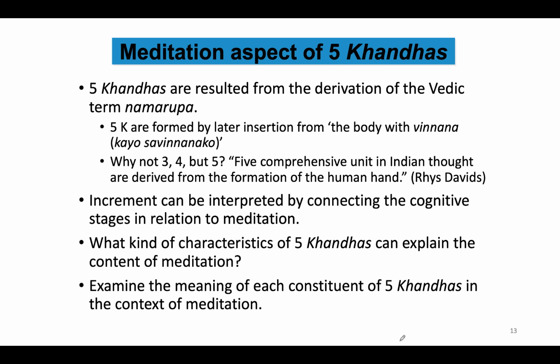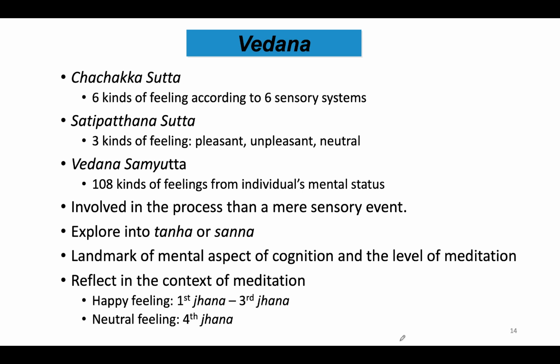I investigate the meaning of each constituent of the 5 khandhas in the context of meditation, especially nama, that is, mental faculty, first. Vedana, one of the mental faculties, is translated as feeling. Vedana you can find in Chachaka Sutta, Satipatthana Sutta, and Vedana Samyutta. Chachaka Sutta mentions 6 kinds of feeling according to the 6 sensory systems. Satipatthana Sutta introduces 3 kinds of feeling: pleasant, unpleasant, and neutral. Vedana Samyutta explains 108 kinds of feelings from individuals' mental status.